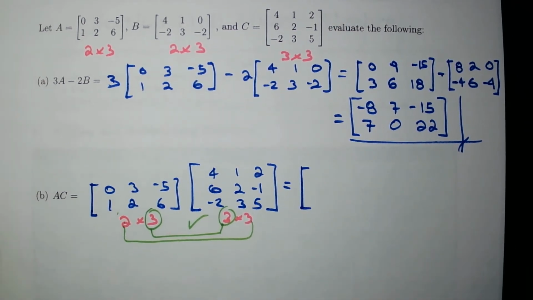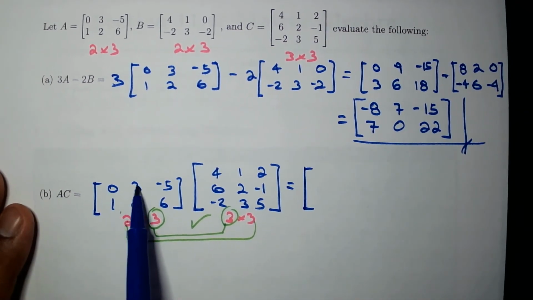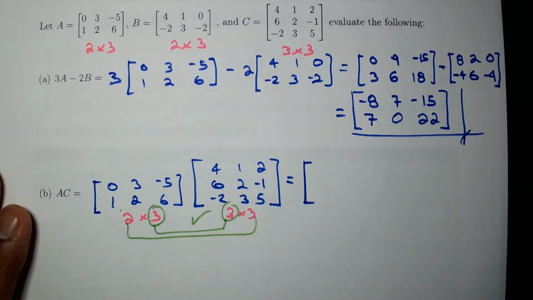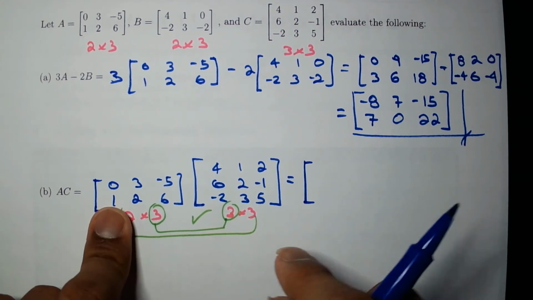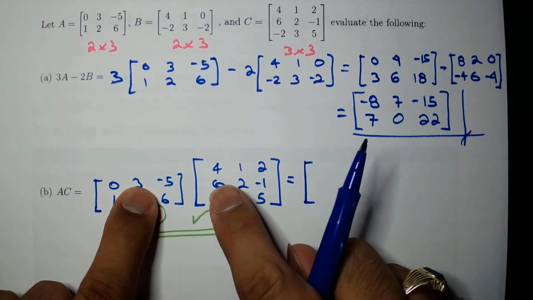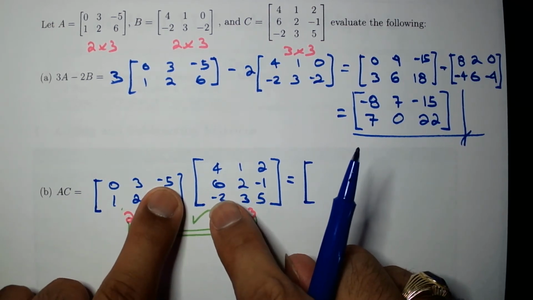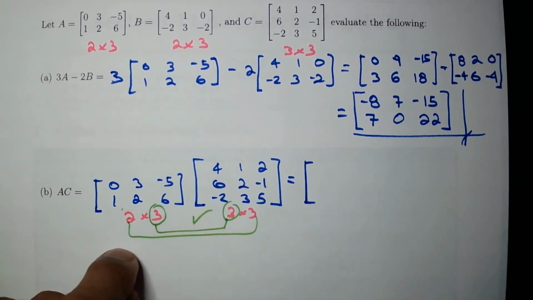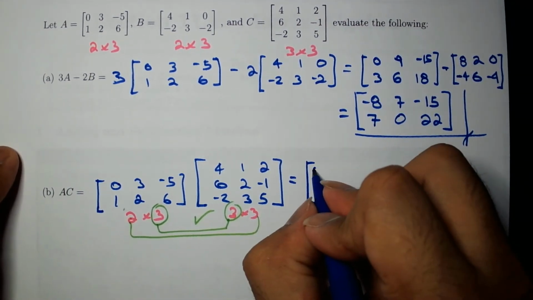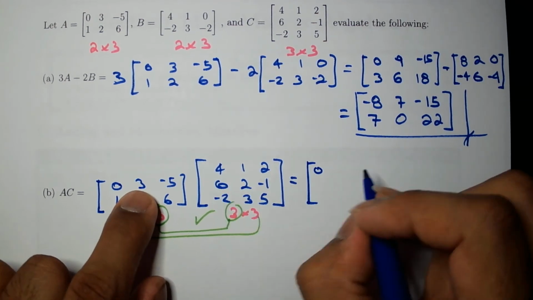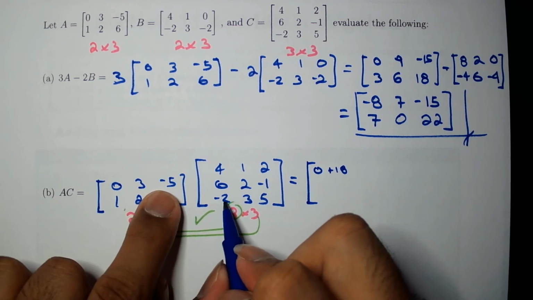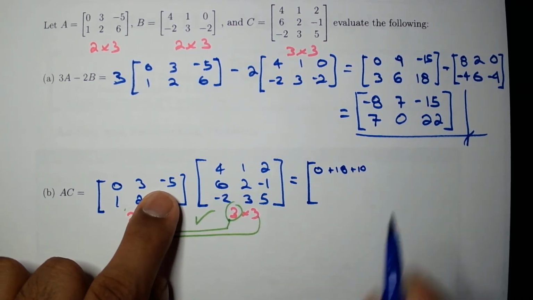So in this case, let's multiply the first row times the first column of the second matrix. So what I'm going to do is 0 times 4 plus 3 times 6 plus negative 5 times negative 2. In other words, the first product will be 0 times 4, that's a 0, plus 3 times 6, which is 18, and then negative 5 times negative 2, that's a 10.